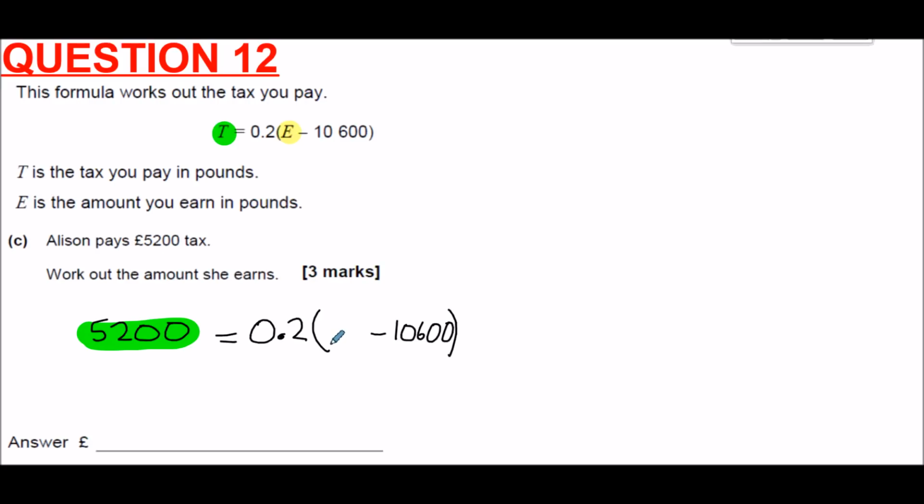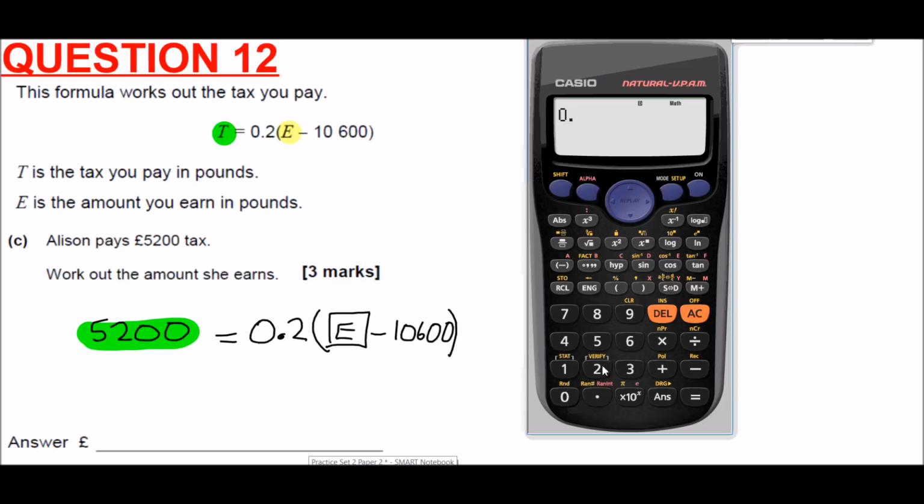And so what we're going to do now is try different values for E. So 0.2, we could guess maybe 30,000, take away 10,600. I'll show you the algebraic way, the understanding way, after. I just want to demonstrate what this calculator is capable of. 30,000 take away 10,600 gives 3,880. We want the answer to be 5,200. That's too low, so go higher than 30,000.